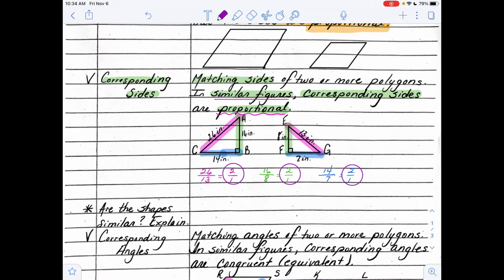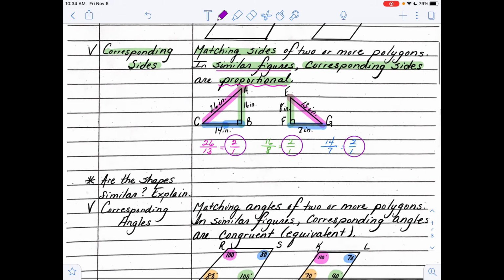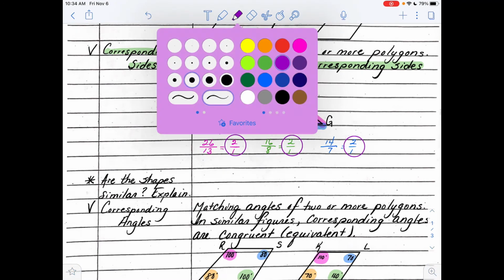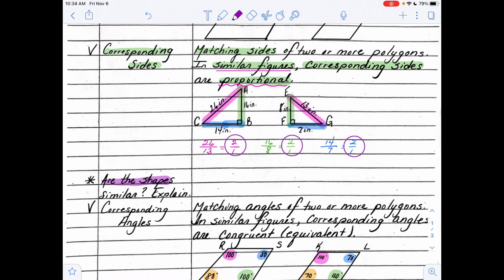And since those corresponding sides are all proportional, I have this question for you. My question says, are the shapes actually similar? But then it definitely says to explain. I'm hoping that you're going to be able to mathematically explain, are they similar?